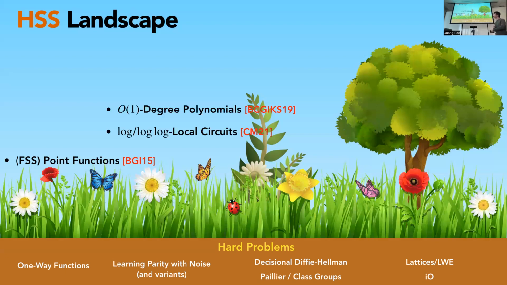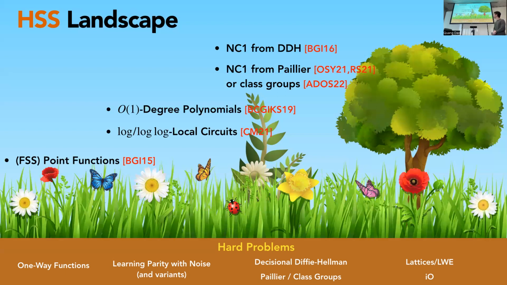Okay, going one step forward, we have constructions based on learning parity with noise and variants of it. Here we can handle constant degree polynomials or this class of log over log local circuits. One step further, if we assume decisional Diffie-Hellman or assumptions based on class groups, then we can handle arbitrary log depth circuits. And finally, if we allow for lattice-based assumptions or IO, then we get HSS for all functions.